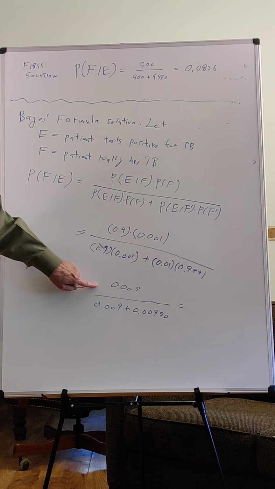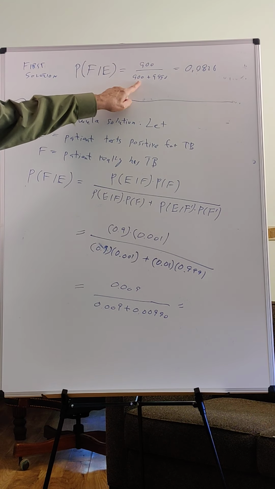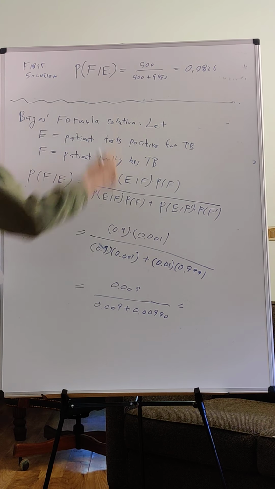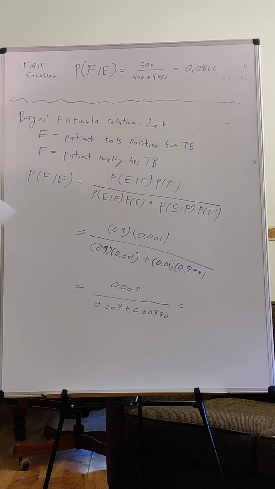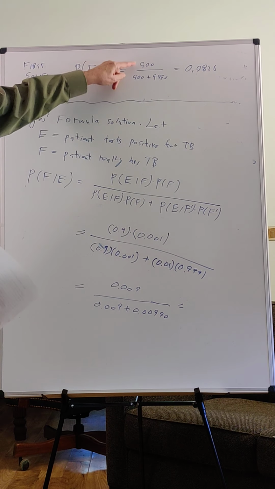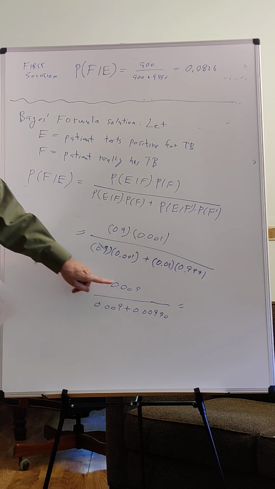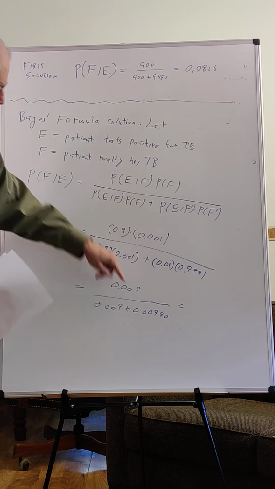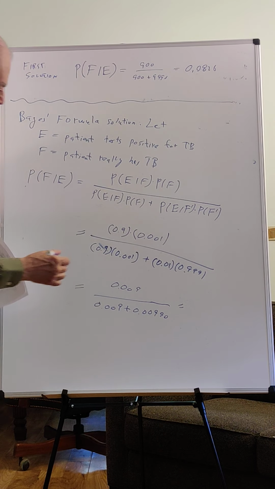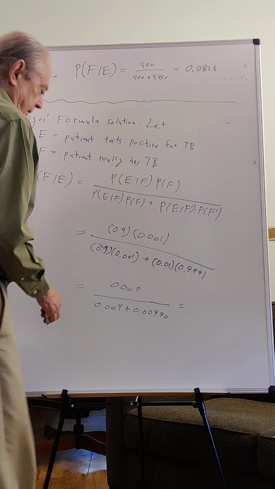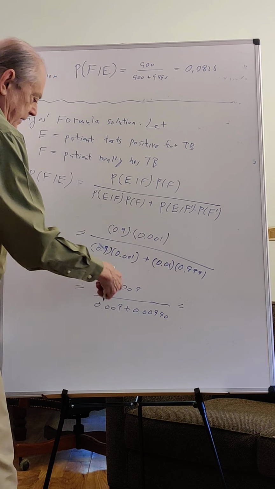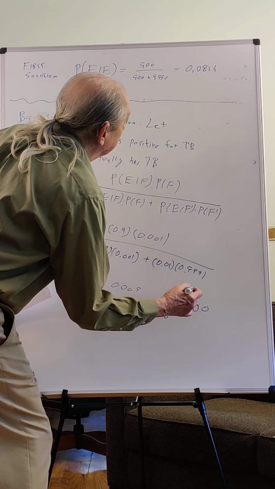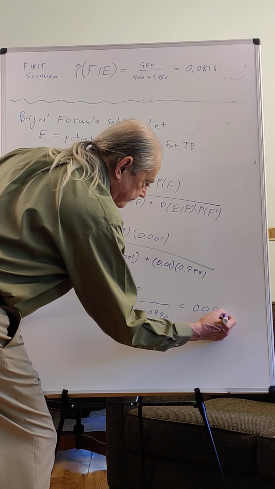Okay, now compare this expression with the previous one. Look at the numerators and look at the two terms in the denominators. This number is just this one times a million, isn't it? Because you shift the decimal point 6 places to the right, and the same for this number. So the answer is going to be the same, 0.0826.